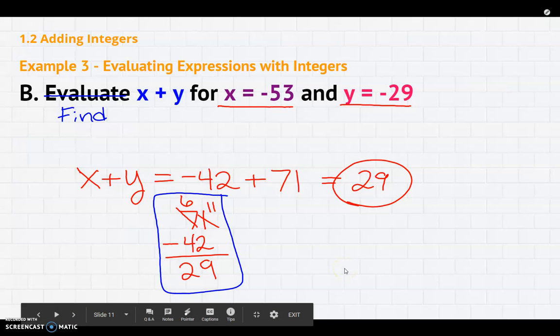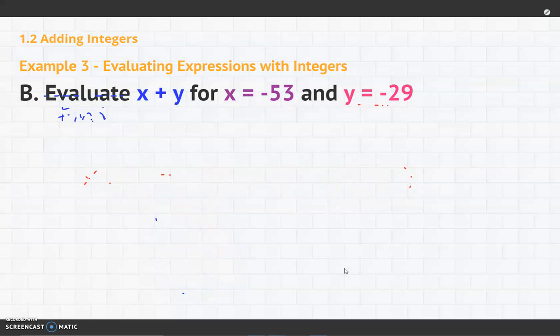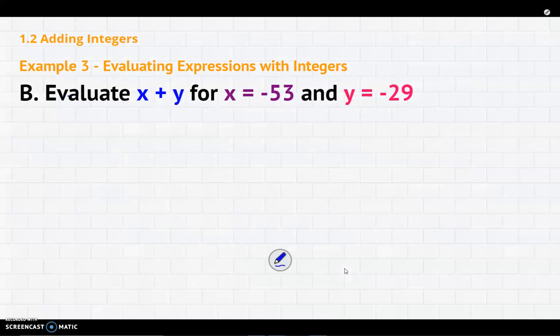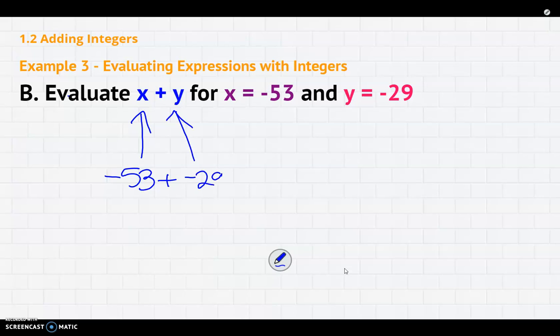All right, try another one. We are finding X plus Y, but this time X is negative 53 and Y is negative 29. So in for X, I'm going to put negative 53, plus in for Y, I'm going to put negative 29. And I'm going to put that in parentheses just to tell myself, hey, the negative goes with the 29. Okay? I'm adding two integers with the same sign. And when I do that, I just need to add the integers. So 53 plus 29. 3 plus 9 is 12. Carry the 1. 1 plus 5 is 6. 6 plus 2 is 8.